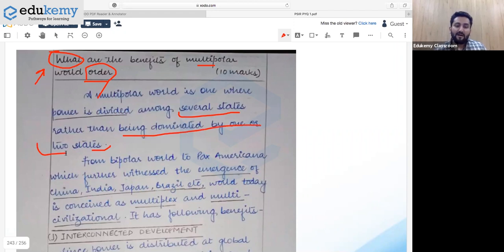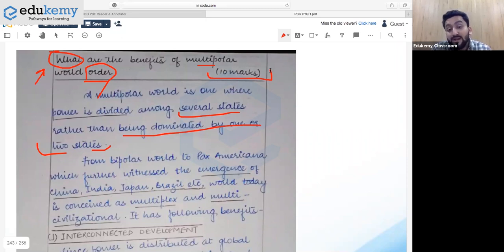Okay, from bipolar world to Pax Americana. Now what is happening? See, this question is of 10 marks, so it means you have 150 words. If the same question is asked in 15 marks, then your answer will shift. If it is asked in 20 marks, then your answer is going to shift further.